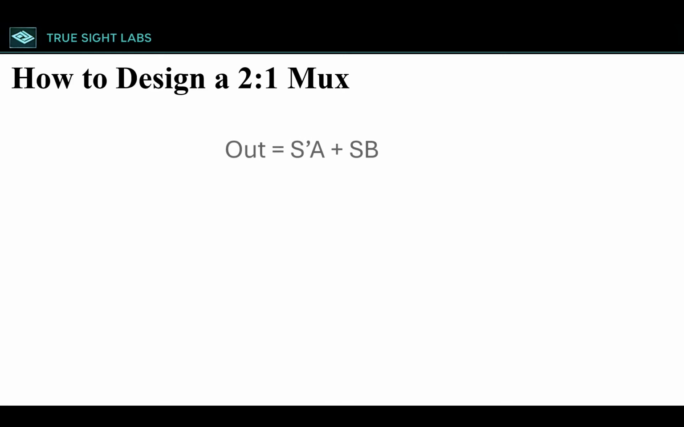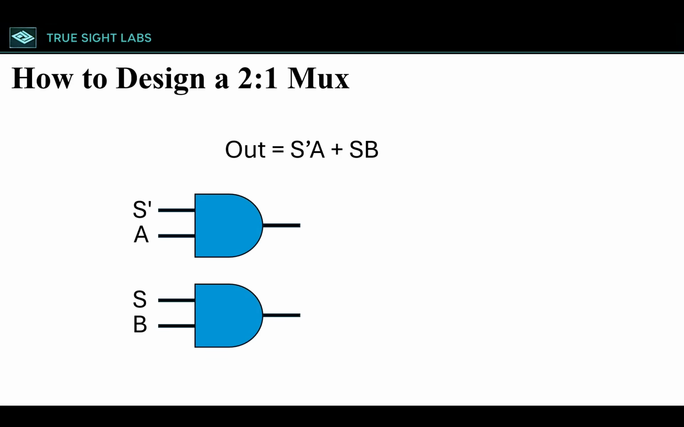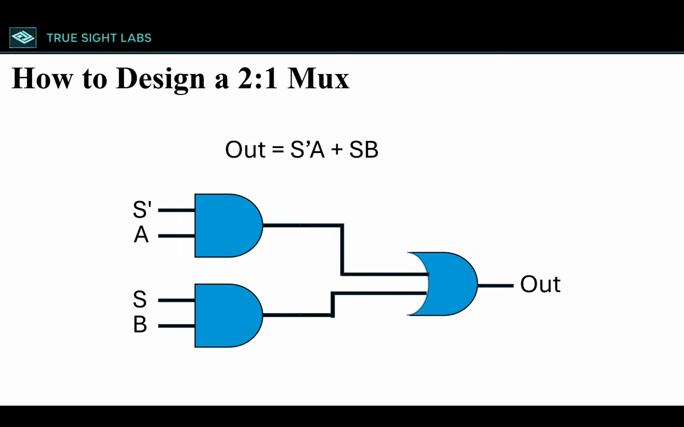And once we have the Boolean expression, drawing the schematic is straightforward. We create one AND gate for S' and A, another AND gate for S and B, and then OR those two results together. So now we have the complete gate-level schematic for a 2-to-1 MUX.